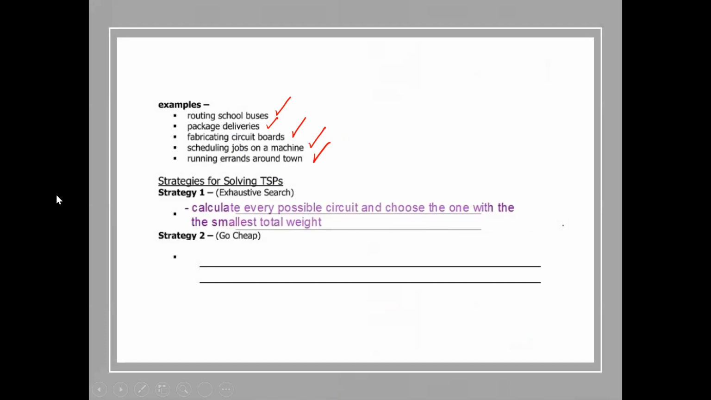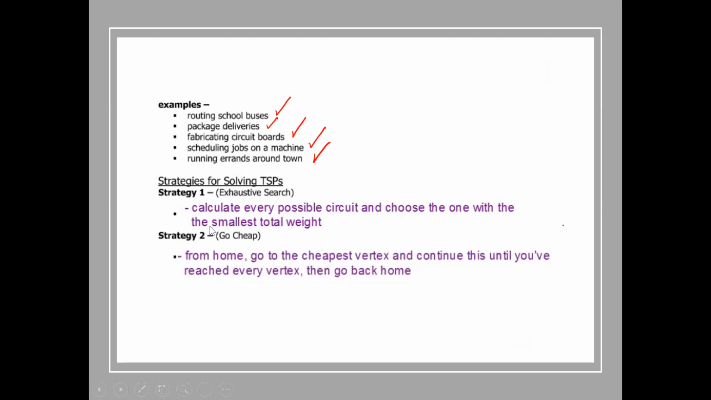Some of the strategies: the first one, an exhaustive one, is to calculate every possible circuit and choose the one with the smallest total weight, which is very time consuming because you literally have to find all the different Hamilton circuits from one point to the next and add everything together. The second strategy is a little bit easier. From home, go to the cheapest vertex and continue this until you reach every vertex, and then go back home. This is probably just one route, and most likely it's going to be the cheapest.